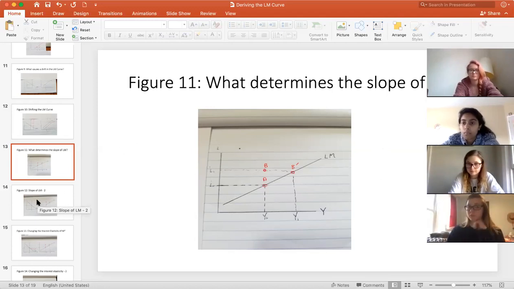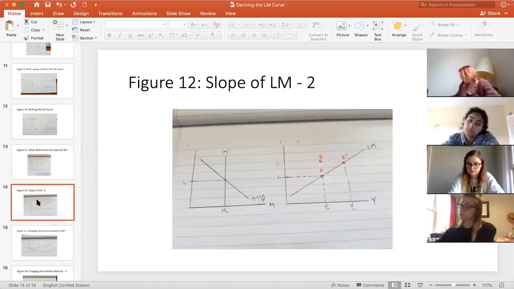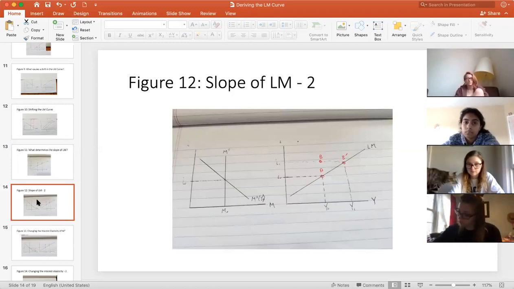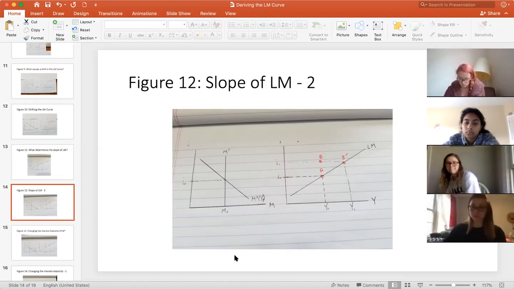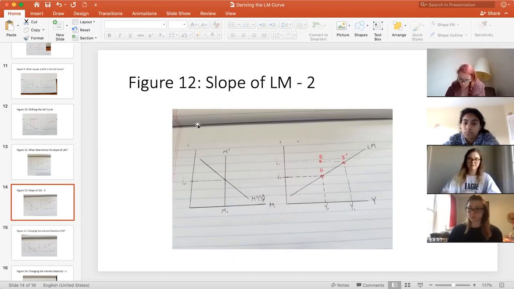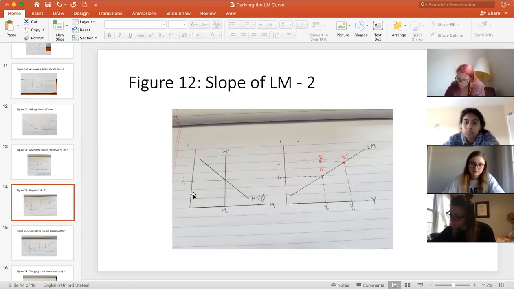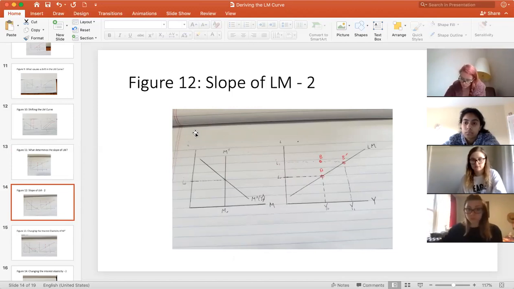All right. Moving to figure 12. Now, figure 12 has the same thing as figure 11 on the right-hand side, but on the left-hand side, we've got the money market situation. Now, where does the interest elasticity of money demand show up on this graph on the left-hand side? Where is the interest elasticity of money demand? Chester, you're the next one up, so you get to answer.